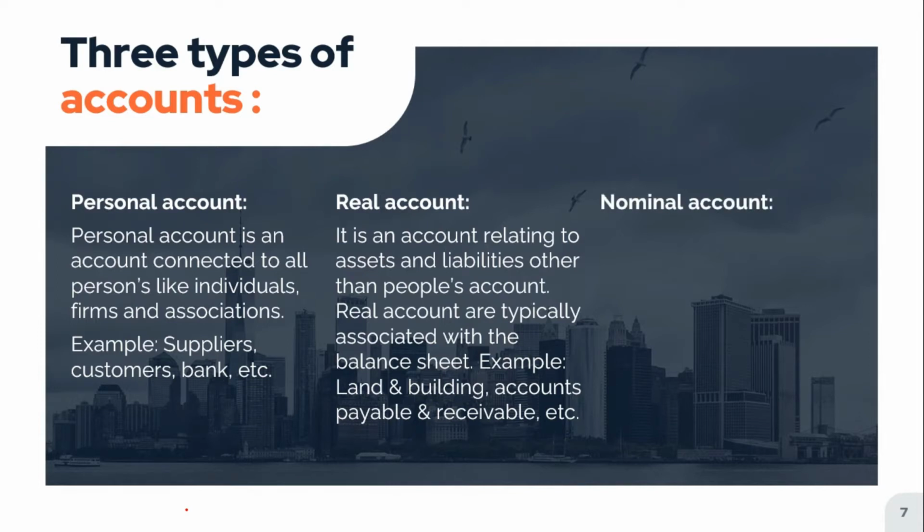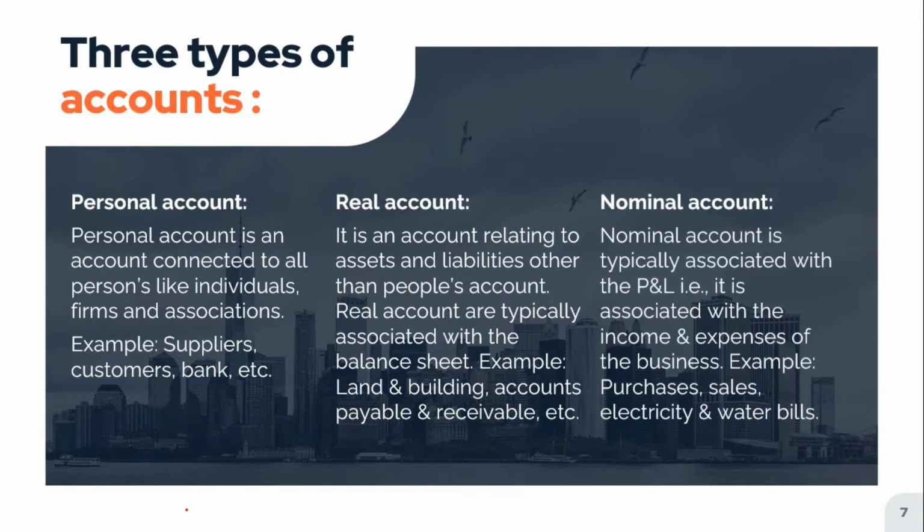Nominal account, this account is mainly associated with the profit and loss account. That is, it is associated with the income and expenses of the business. For example, the purchase, sales, any payment you do, such as electricity and water bills, etc. So these are the three different types of account: personal account, which is linked to any individual or entity; real account related to assets and liabilities; and nominal account, which is linked to the income and expenses of the company.